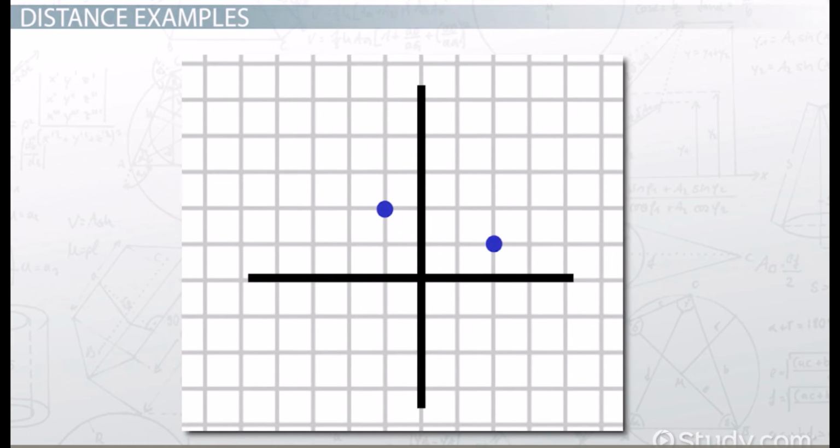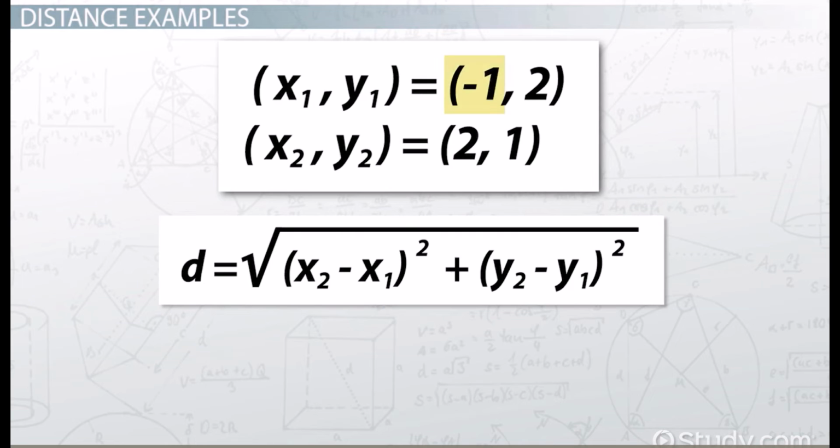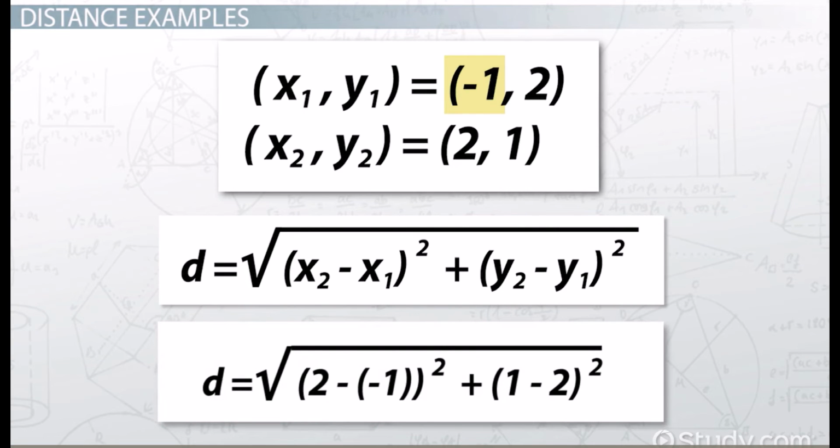Example 2. Find the distance between the 2 points on the graph appearing on your screen. For this example, the points are -1, 2, and 2, 1. When using the distance formula with negative numbers, it's really important to work carefully so you don't lose the negative along the way. Let's plug in our values to the distance formula, and then simplify, just like before.